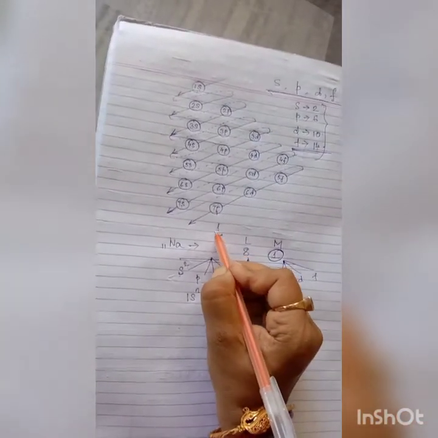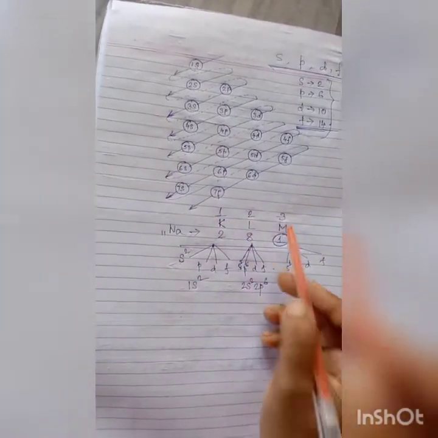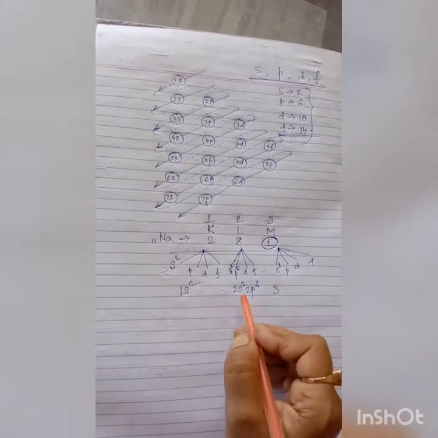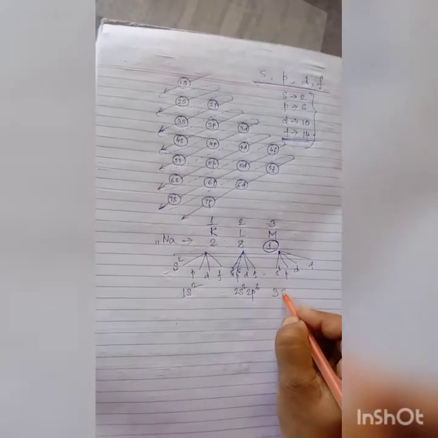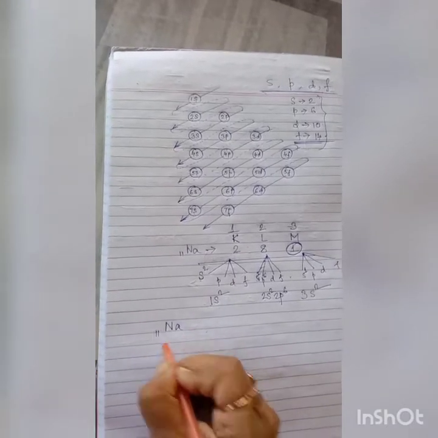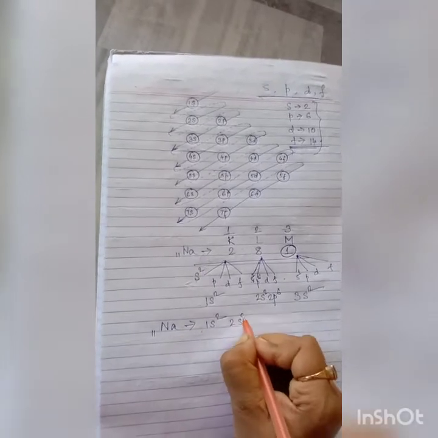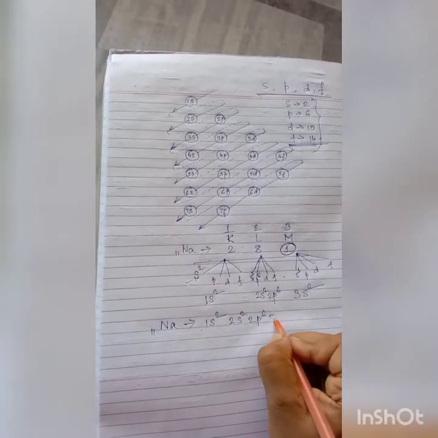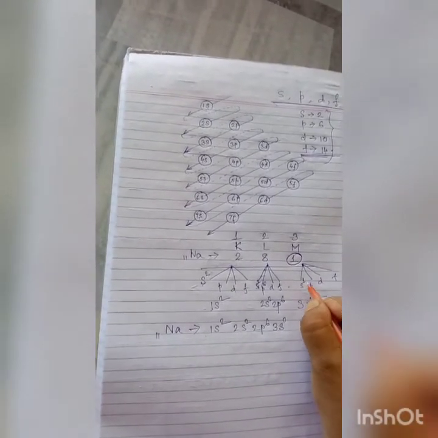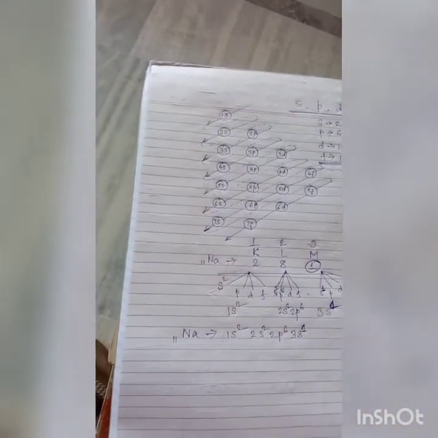So these are the number of shells, and this number we put before the name of the orbitals: 1s2, 2s2, 2p6, 3s2. So the electronic configuration of sodium will be 1s2, 2s2, 2p6, 3s2, sorry, 3s1. Here there is only one electron, so 3s1. Okay, student.